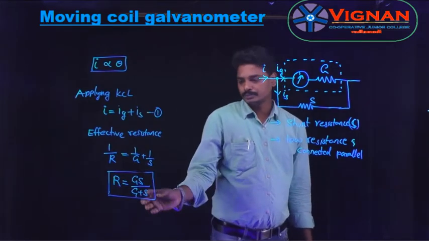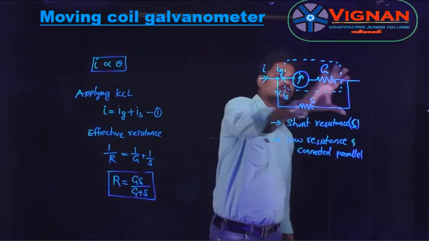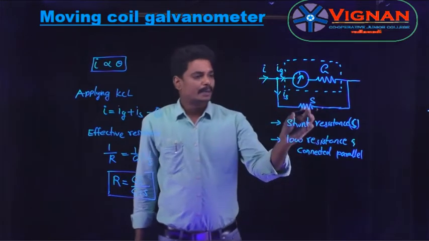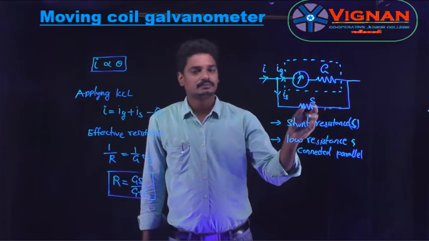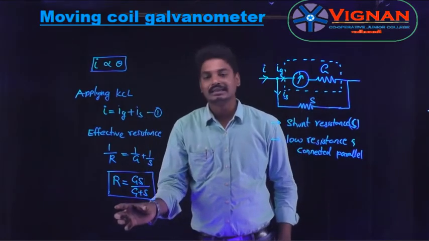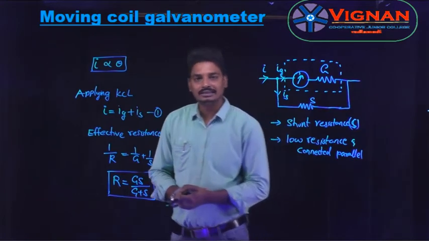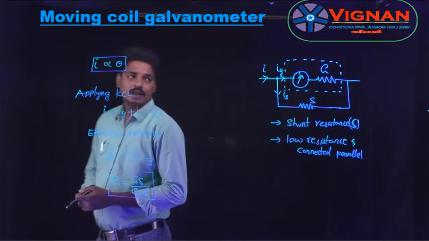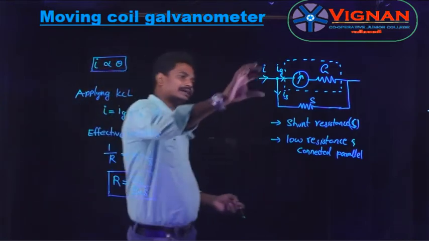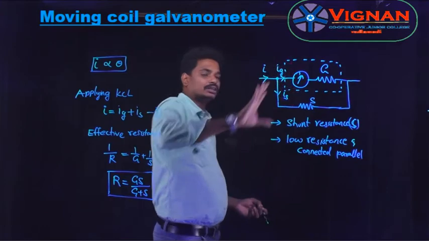Here you can observe G into S by G plus S is the effective resistance of the total circuit. So by connecting a low resistance in parallel to the galvanometer, the total effective resistance decreases.